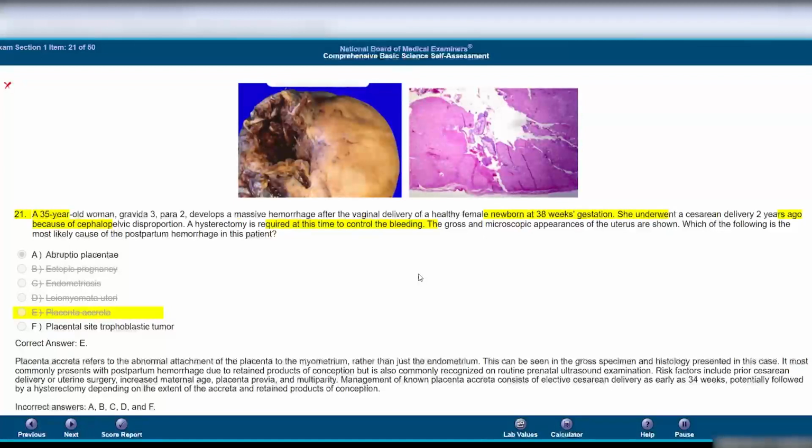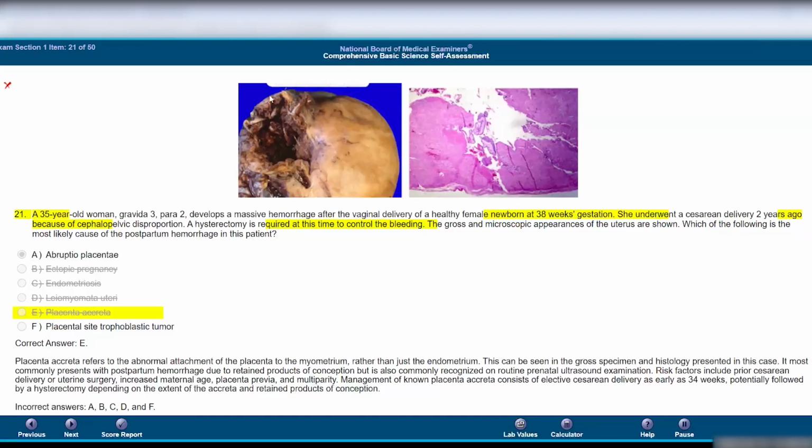And then they give you even more risk factors if you're looking carefully: she already underwent a C-section. Exactly, another risk factor for placenta accreta, increta, percreta. If you piece this together, you're like, oh, they're really pushing placenta accreta here. She's bleeding after delivery, she had a C-section, and of course she needed a hysterectomy to control the bleeding because she has a big hole in the uterus which won't stop.